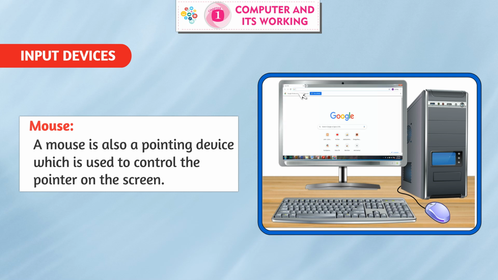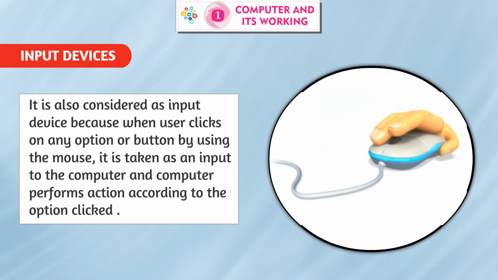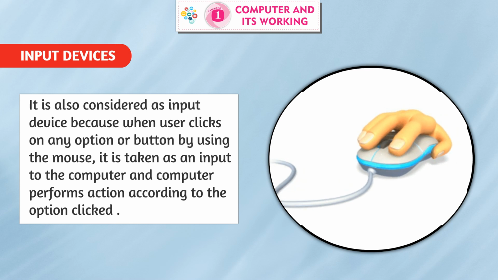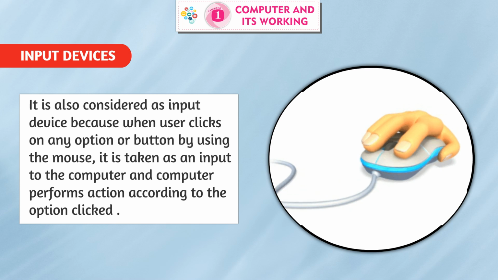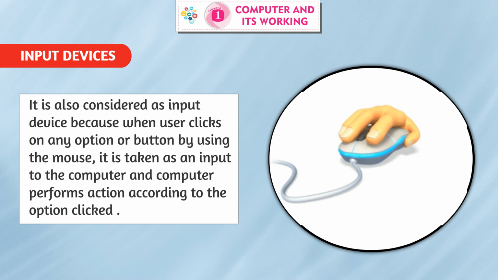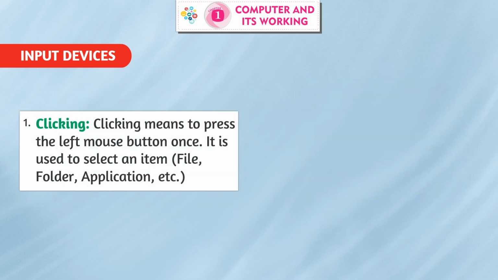Mouse. A mouse is also a pointing device which is used to control the pointer on the screen. It is also considered an input device because when the user clicks on any option or button using the mouse, it is taken as an input to the computer and the computer performs action according to the option clicked. A mouse consists of 2 buttons, left mouse button and right mouse button. It also has a scroller between the 2 buttons. A mouse can be used to perform the following functions.